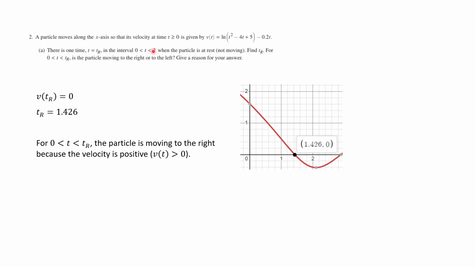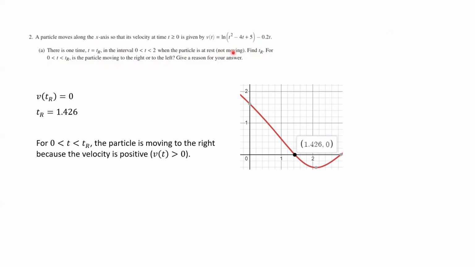Okay, so this first one says a particle moves along the x-axis so that its velocity at time t greater than or equal to 0 is given by this function. There's one time t equals t sub r in the interval 0 less than t less than 2 when the particle is at rest, not moving. Find t sub r. For t between 0 and t sub r, is the particle moving to the right or to the left? Give a reason for your answer.